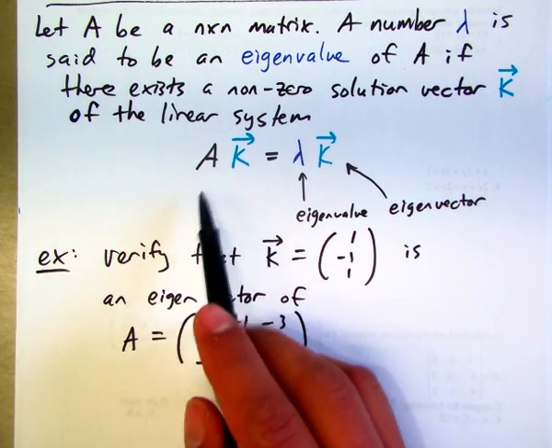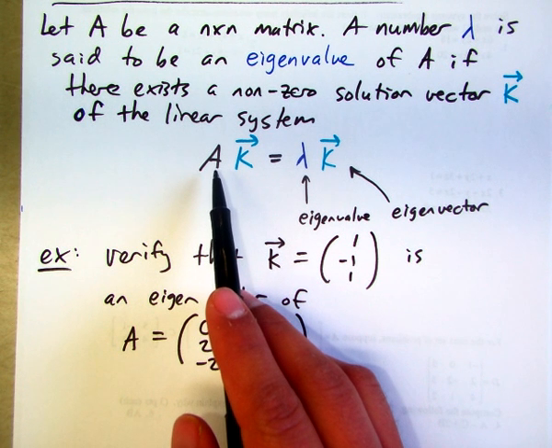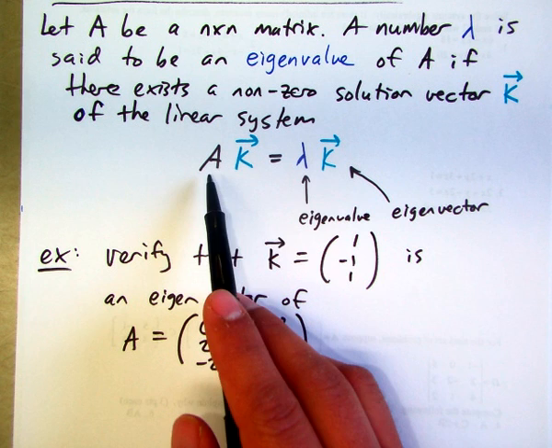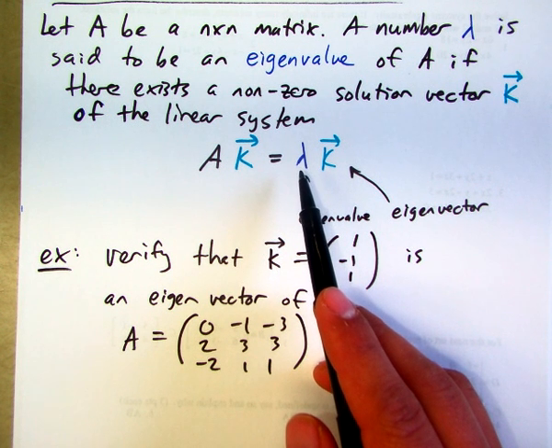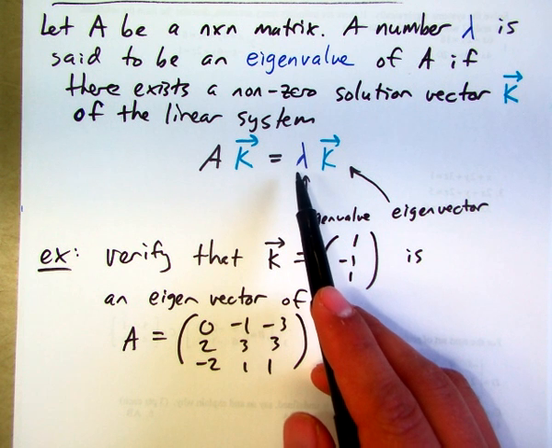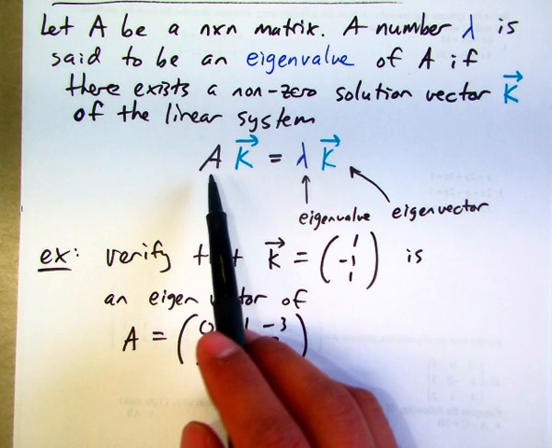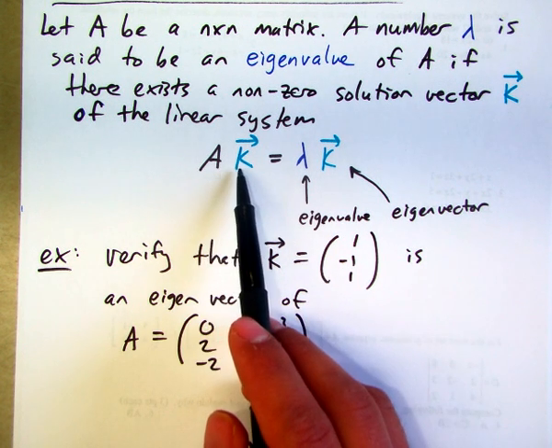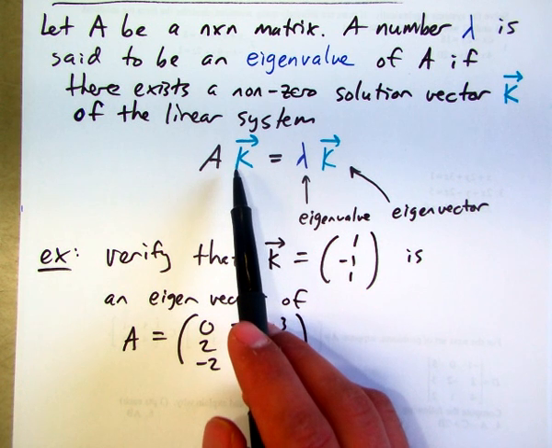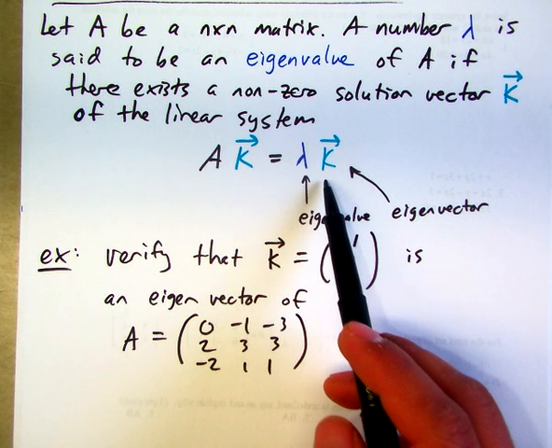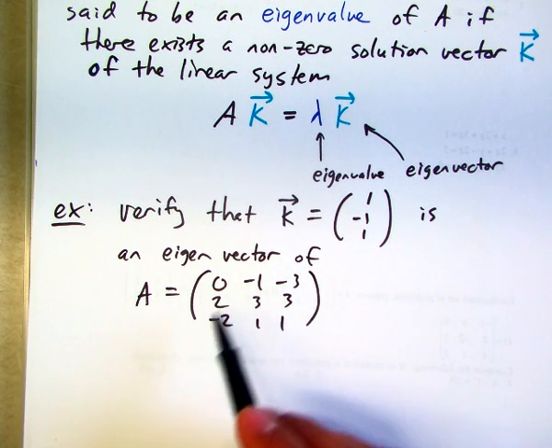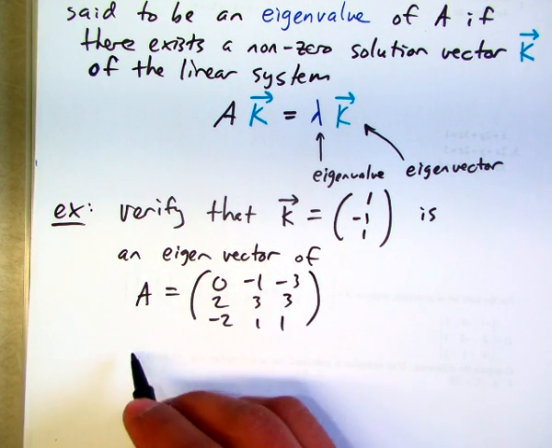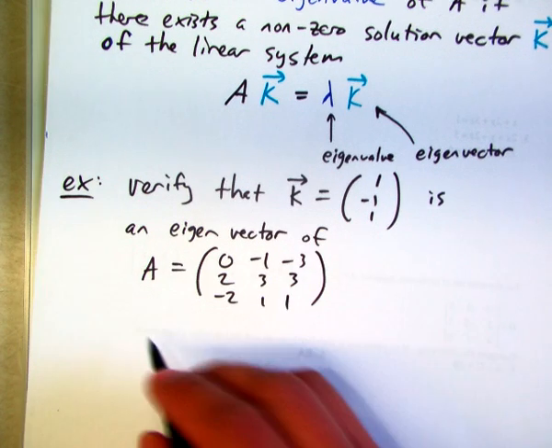Remember, in this equation, what does A represent? A matrix. Lambda is just a number. So what's happening here is if we take matrix A with matrix K, it's going to equal the same thing as some constant times that matrix, which we call the eigenvector. So to verify that K is an eigenvector for A, we'll go ahead and compute A times K.